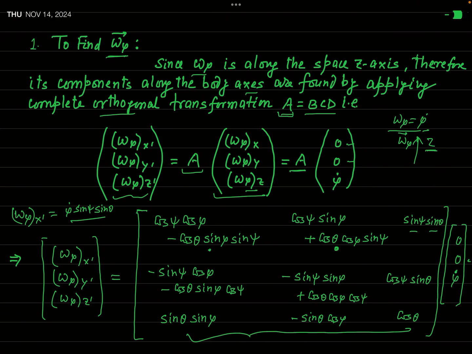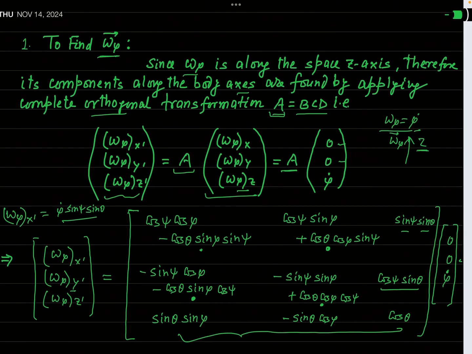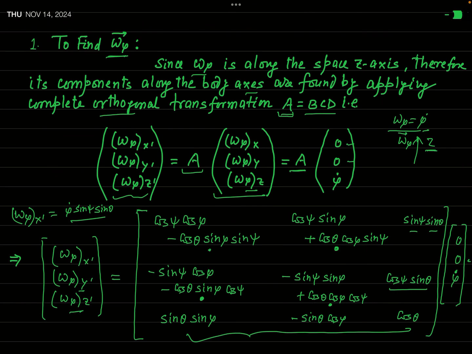Similarly, when you find omega phi y dash, you take the product of the first element with 0, that will be 0. Then the product of the second element with 0 will also be 0. And then the product of cos psi sin theta with phi dot. So this will be equal to phi dot times cos psi sin theta. This is omega phi y dash. And now omega phi z dash. Again you take sin theta sin phi times 0, that will be 0, minus sin theta cos phi times 0, that will be 0, and cos theta times phi dot. So the z component will be phi dot cos theta.